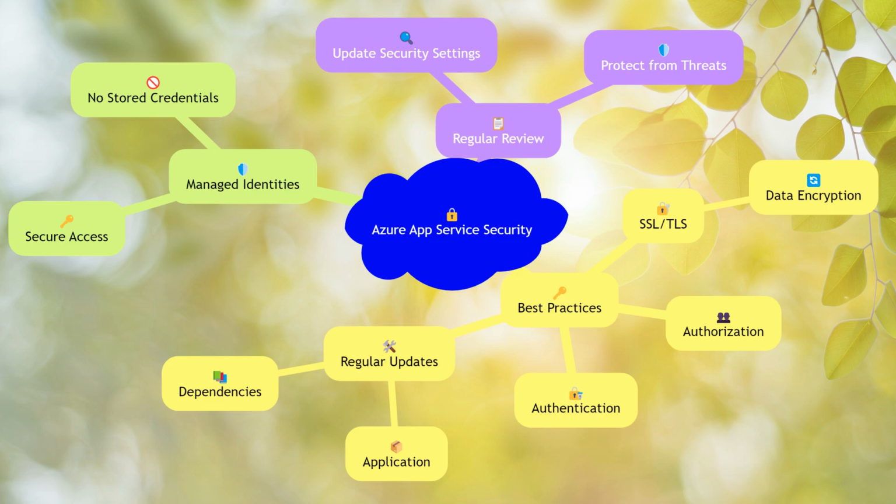Security is a top priority when using Azure App Service. Implementing best practices, such as using SSL/TLS for data encryption, configuring authentication and authorization, and regularly updating your application and dependencies, is essential. Azure App Service also supports managed identities, allowing your application to securely access other Azure services without storing credentials. Regularly review and update your security settings to protect your application from threats.